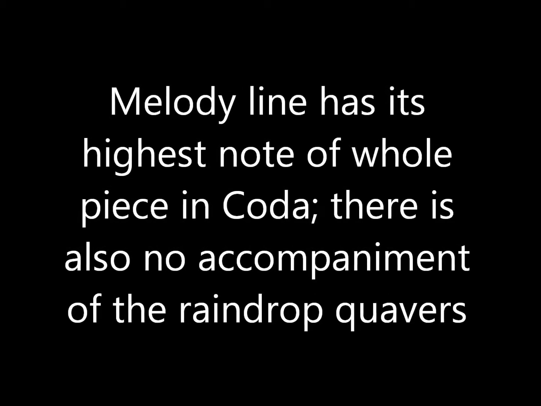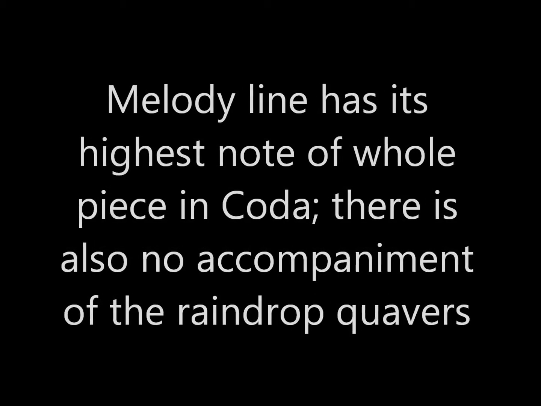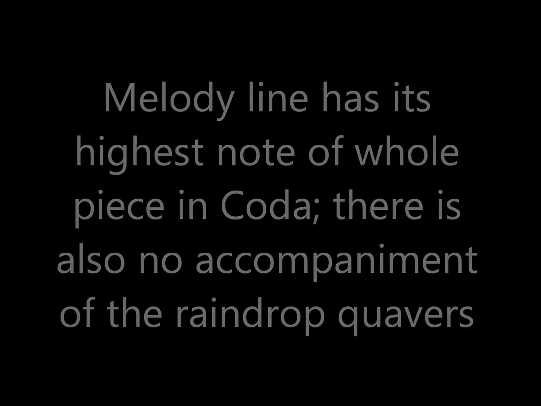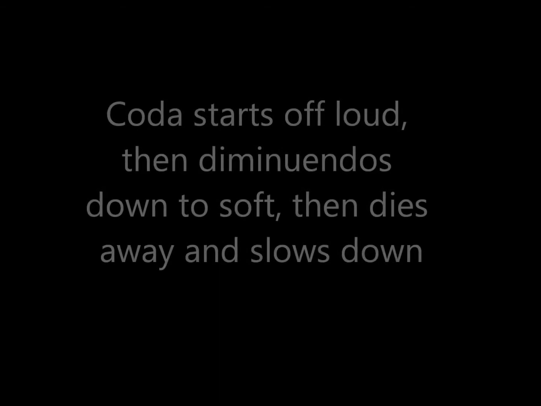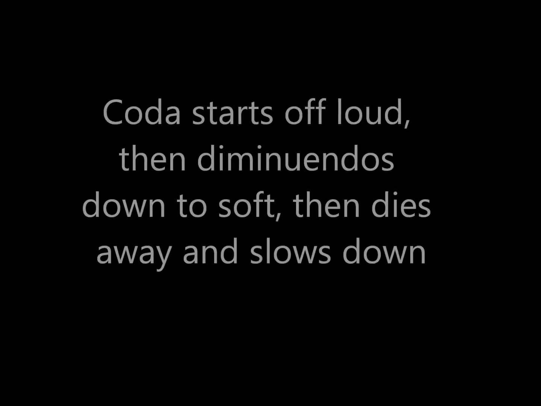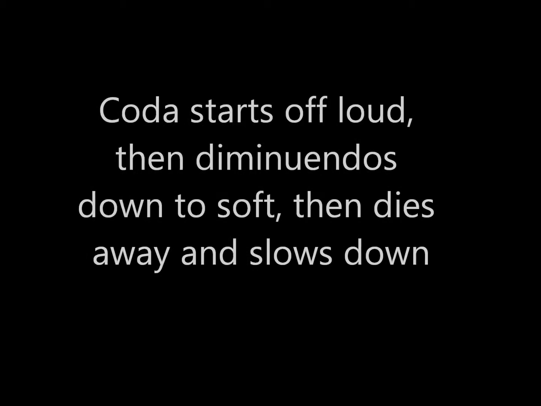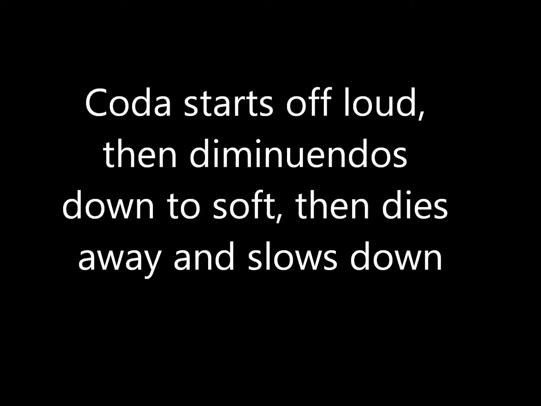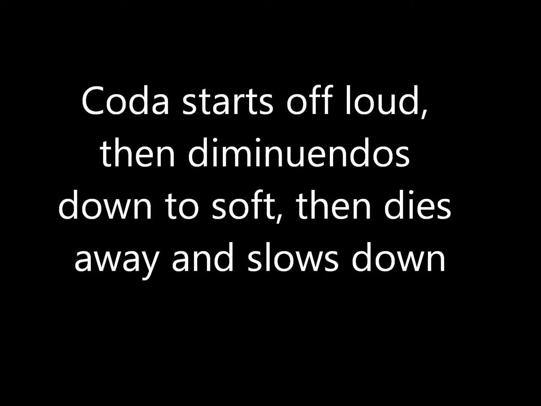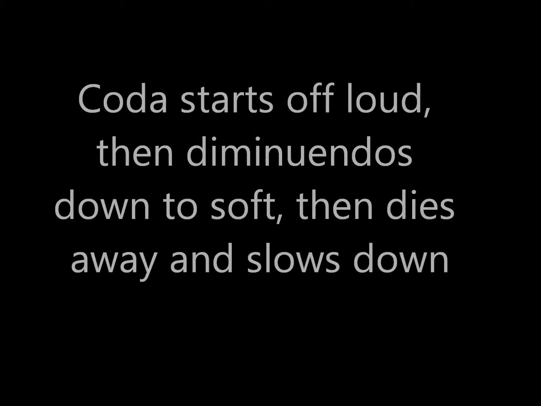In bar 84, the raindrops come back on the dominant note, A flat, until the final tonic, D flat chord. The coda starts off F, meaning loud, forte, then drops down to P, meaning quiet, for piano. The final two bars are PP, pianissimo, meaning very quiet, which is the quietest part of the whole piece. The piece slows down towards the end with a gentle ritenuto.